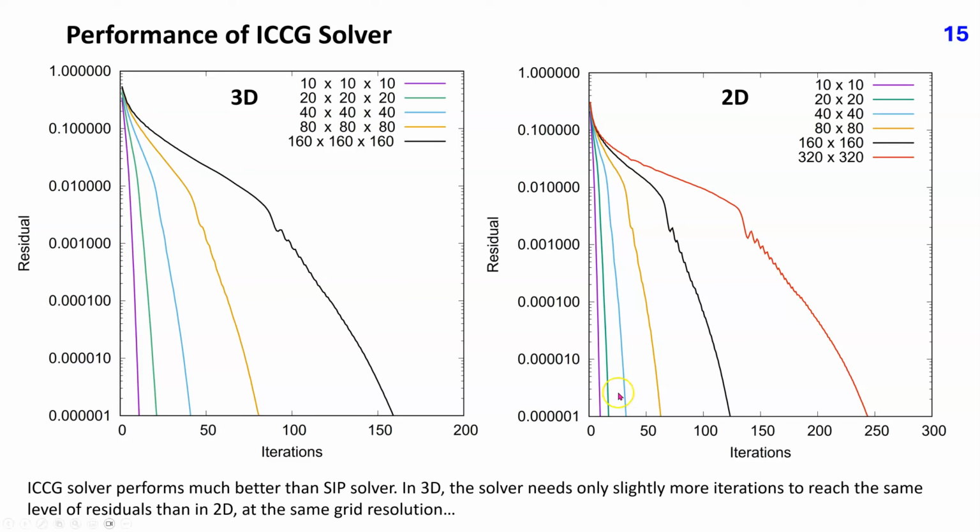We see that in 3D case, only about 30% more iterations are required to reduce the residual norm 6 orders of magnitude than in 2D case. This is much more favorable than the increase seen with the SIP solver.